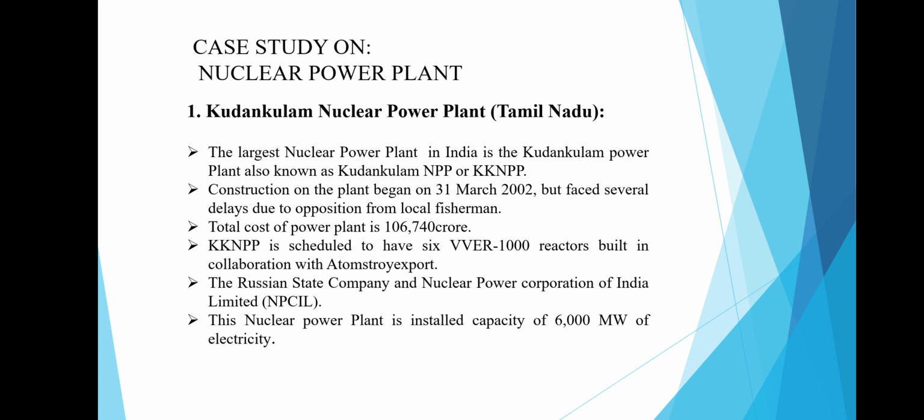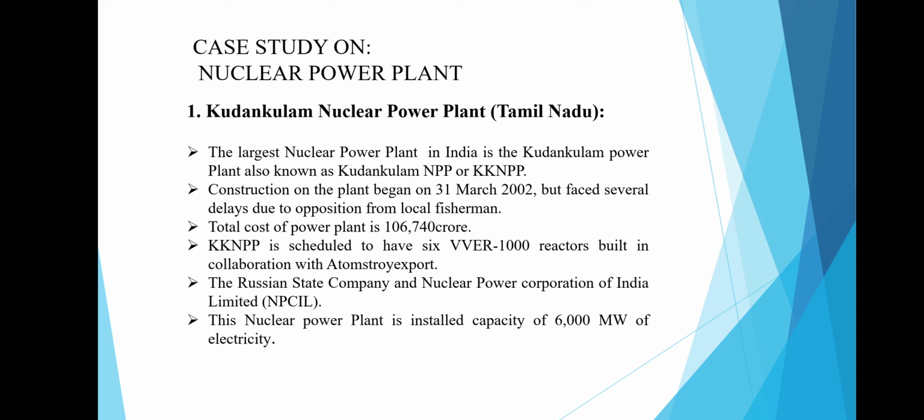Case study on nuclear power plant. So first case study is Kudankulam nuclear power plant, Tamil Nadu. The largest nuclear power plant in India is the Kudankulam power plant, also known as Kudankulam NPP or KKNPP. Construction on the plant began on 31st March 2002 but faced several delays due to opposition from local fishermen. Total cost of the power plant is 106,740 crore.